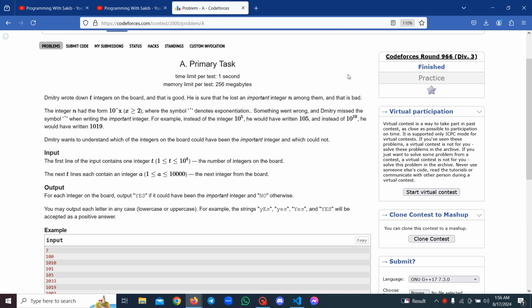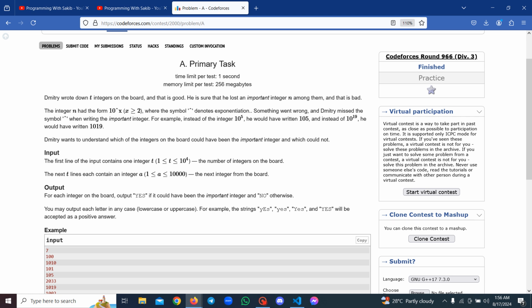Dmitry wrote down t integers on the board, and that is good. He is sure that he lost an important integer n among them, and that is bad. The integer n had the form 10^x. As usual, we use this caret to mean power.